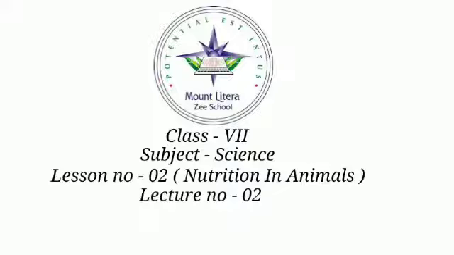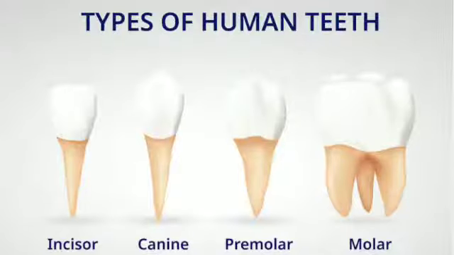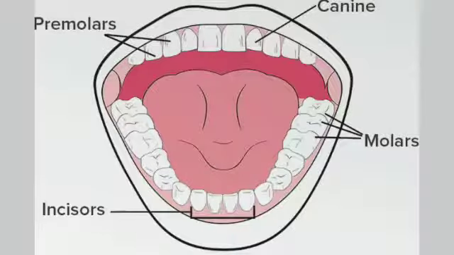In this video, we are going to discuss chapter number 2, that is nutrition in animals. The very first topic that we are going to discuss today is types of teeth. Humans have four main types of teeth, that are incisors, canines, premolars, and last, molars. Now let us discuss all these four types of teeth one by one.